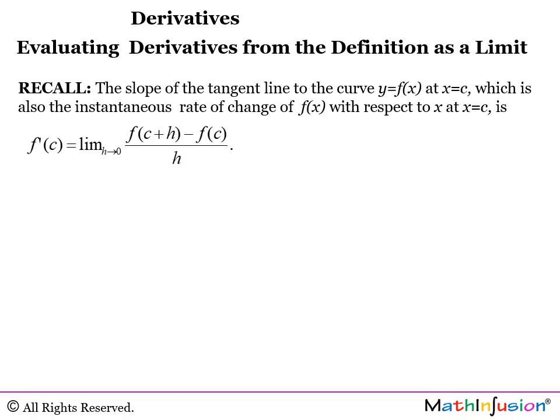First, I would like to recall that the slope of the tangent line to the curve y equals f(x) at x equals c, which is also the instantaneous rate of change of the function with respect to x at x equals c, is given by the derivative of the function at c. Also, we can write it as f prime c, and it is the limit of f of c plus h minus f of c over h when h approaches 0.